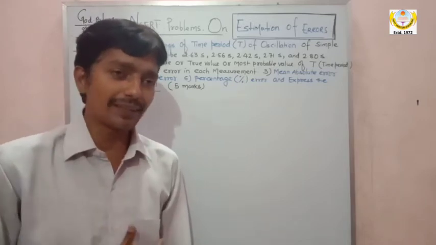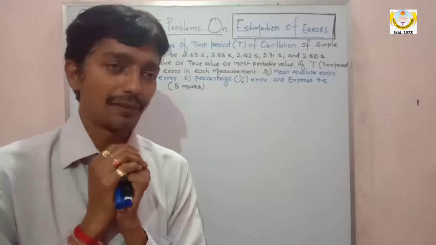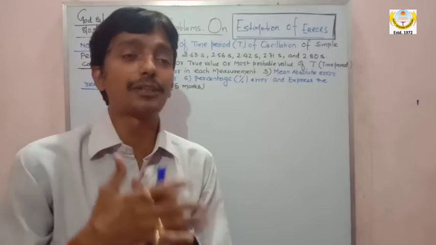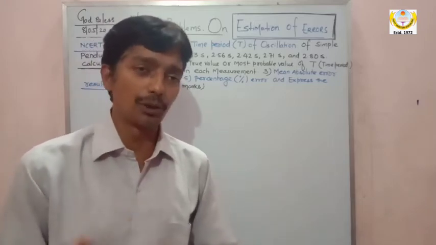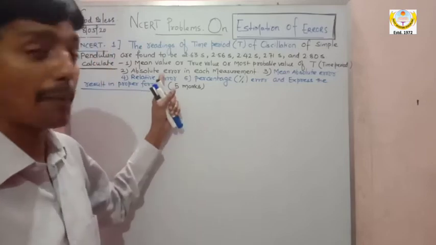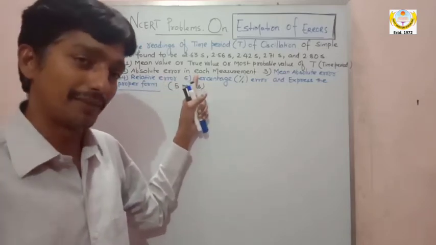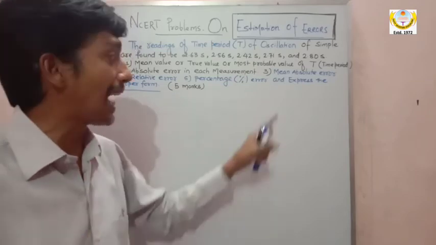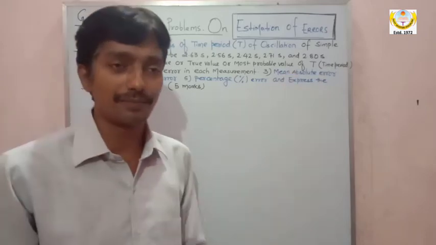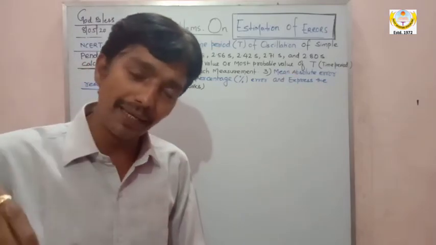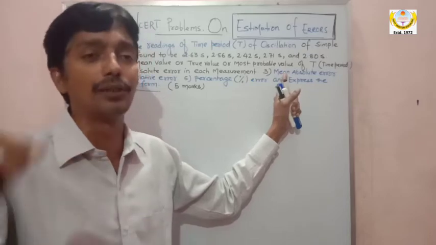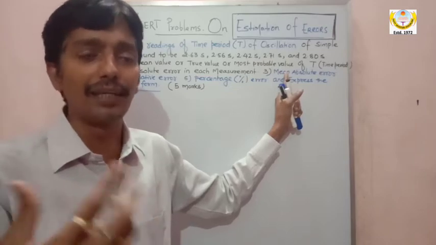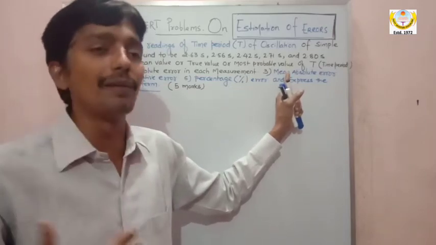Okay, and what is the first step? Calculate the true value first of any numerical. When we estimate the error, we first calculate its true value or mean value or most probable value. Then we calculate the absolute error in each measurement. Then, after calculating the absolute error in each measurement, we will calculate the mean absolute error. Right? I will show you. We will go for 2 numericals, and then I will give you the assignment, and doubt solving will be tomorrow.